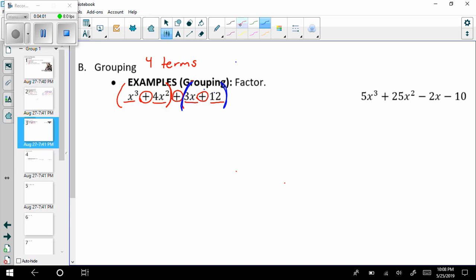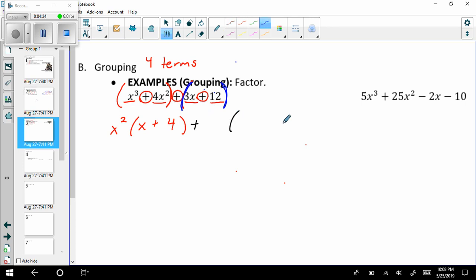Now from the first group, we're going to take out the GCF, the greatest common factor. So from the first group, what's the biggest thing that I could remove from the x cubed and the 4x squared? I could take an x squared from both. And then I want to write what's left. So if I take an x squared out of the x cubed, I still have an x. And if I take it out of the 4x squared, I have a 4 because I divided out the x squared. And I have my addition.